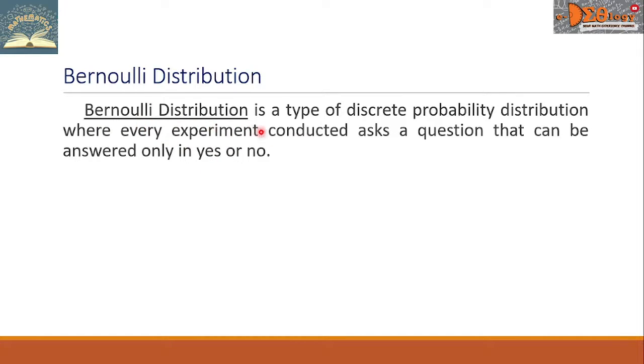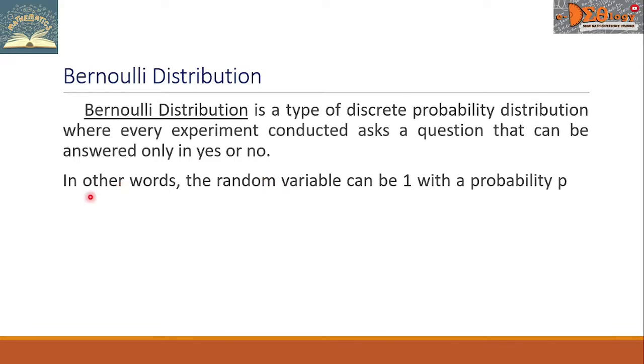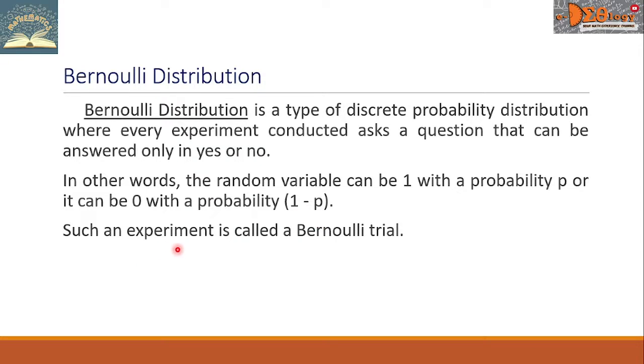Bernoulli distribution is a type of discrete probability distribution where every experiment conducted asks a question that can be answered only in yes or no. In other words, the random variable can be number 1 with a probability p, or it can be 0 with a probability the quantity 1 minus p. Such an experiment is called a Bernoulli trial.